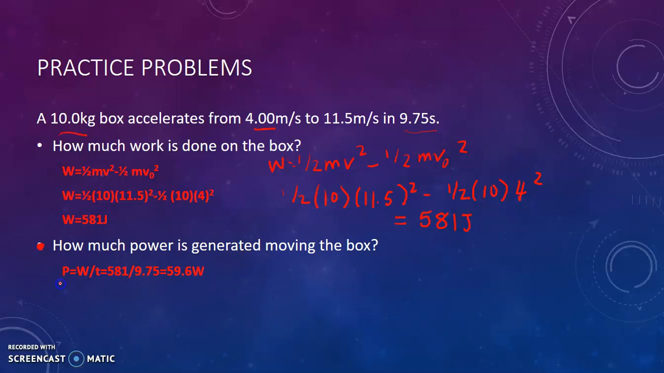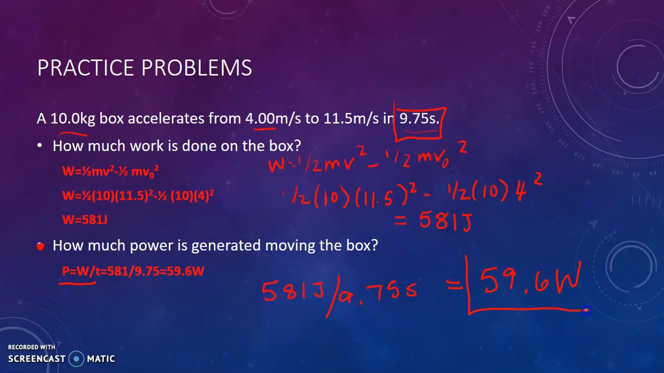The second question asks how much power is generated moving the box. So again, your power formula is power equals work divided by time. So the work that we just saw in the previous part of this problem was 581 joules divided by the time, which is given to us up in the problem at 9.75 seconds. Plug that into the calculator and we should get 59.6 watts as our final answer.